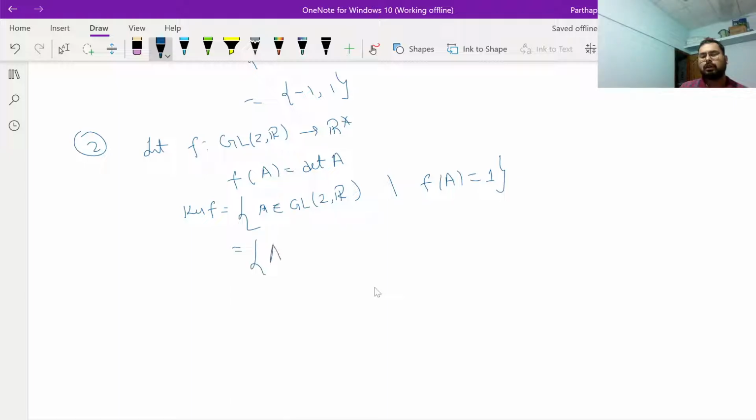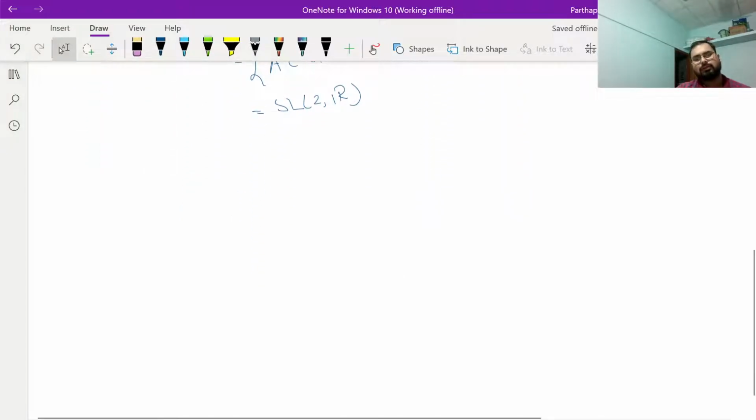Therefore, those A belonging to GL2(R) such that f of A, meaning determinant of A, equals 1. And this is nothing but the special linear group SL2(R). So the kernel of this homomorphism is SL2(R). Okay, this is the special linear group of order 2 over the real numbers. So now let us consider another example.